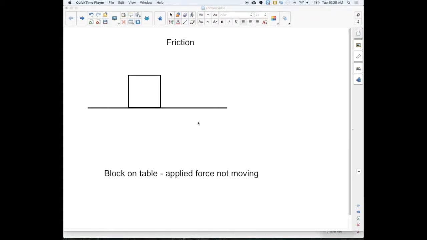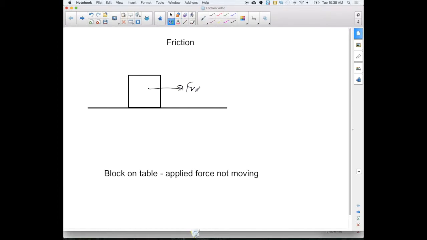So imagine we have a block on a table with an applied force, but the block is not moving. The first step to solving any problem like this is a free body diagram. So I've got an applied force in this direction, I have a normal force up, and I have an mg force down.